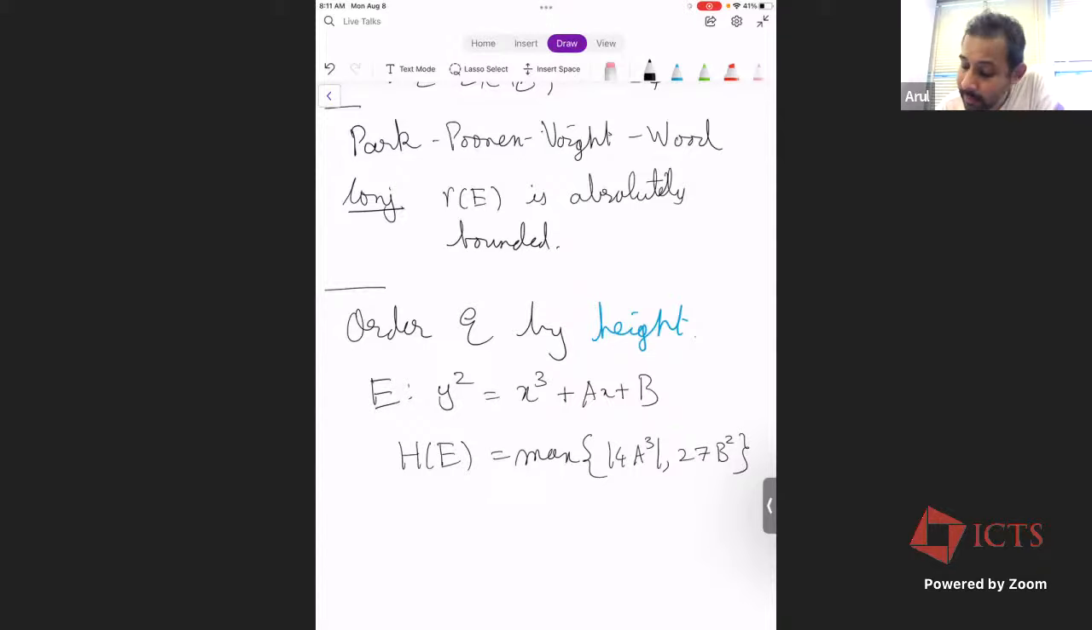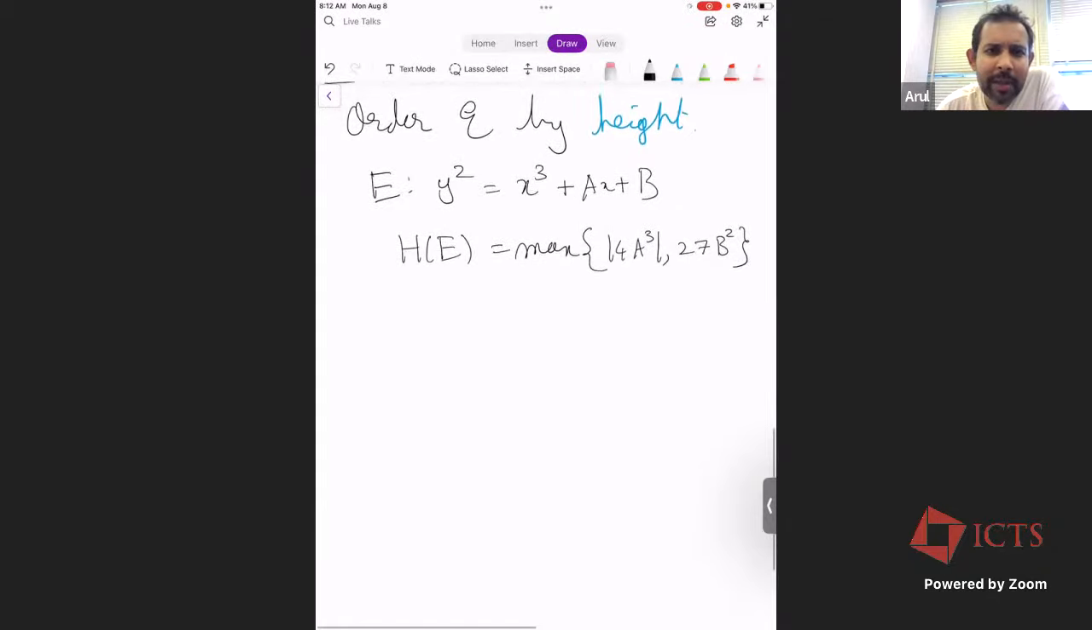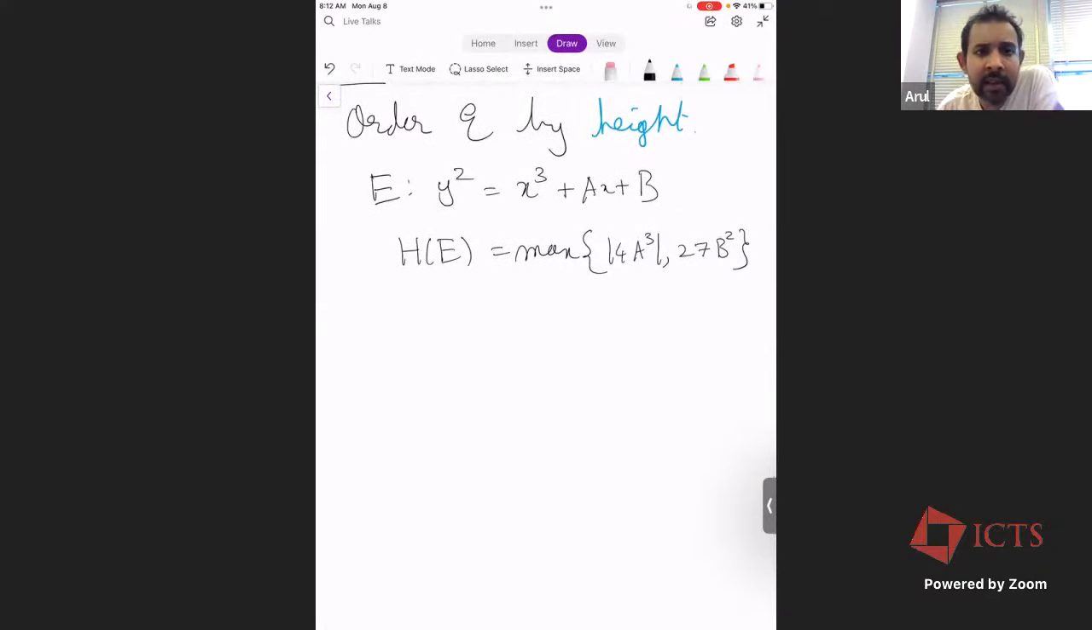If you'll recall, the discriminant was minus 4a cubed minus 27b squared. We would love to order elliptic curves by discriminant, but that turns out to be a very difficult question. Even counting the number of elliptic curves with bounded discriminant is highly non-trivial. So instead we order by height, which is defined in a way to almost mimic the discriminant. And we expect that whether you order elliptic curves by height, by discriminant, or by conductor even, the statistics will remain the same. But for today, we're going to be ordering elliptic curves by height.